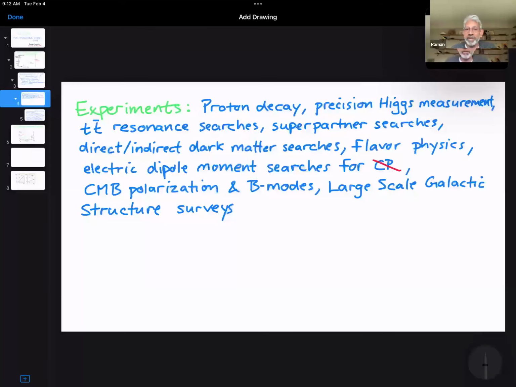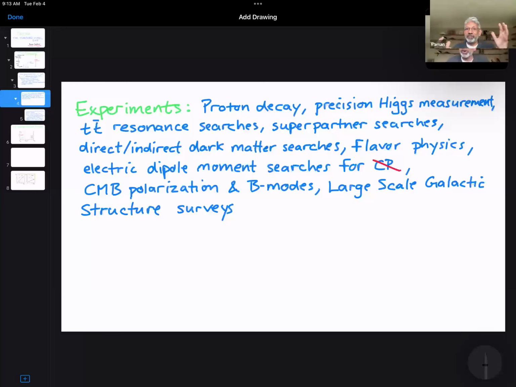From the experimental side, the excitement of the field is that it ranges over so many different types of experiments that are still ongoing, like proton decay, precision measurements of the Higgs at the LHC, searches for top anti-top quark resonances, searches for superpartners related to supersymmetry, searches for dark matter passing through the Earth, indirect cosmic ray evidence for dark matter, flavor physics, electric dipole moment searches as probes of CP violation, the cosmic microwave background polarization and the search for B modes, and large-scale galactic structure surveys. So this ranges over an enormous body of experiments of every type, and yet they're all connected to thinking through the hierarchies that I just showed you.